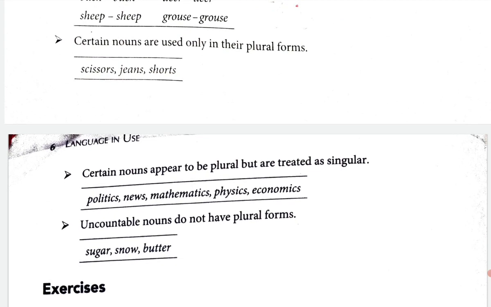Certain nouns are used only in their plural forms. For example, scissors. We don't call it a scissor, or jean or short. There's no word like that. Scissors, jeans, shorts, etc. Certain nouns appear to be plural but are treated as singular. For example, politics, news. It appears to be plural, but no, it is singular. News, mathematics, physics, economics. These are certain exceptions. Uncountable nouns do not have plural forms. For example, sugar, snow, butter, rice, etc.